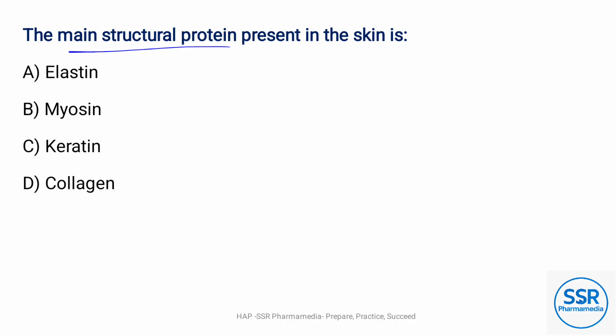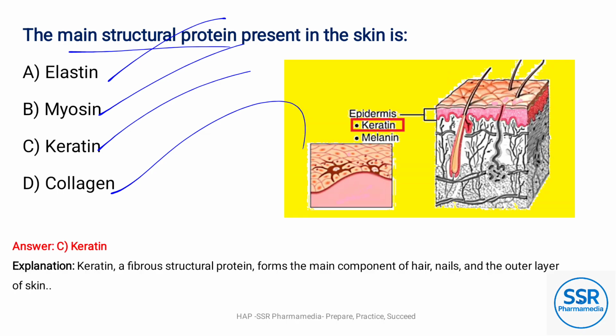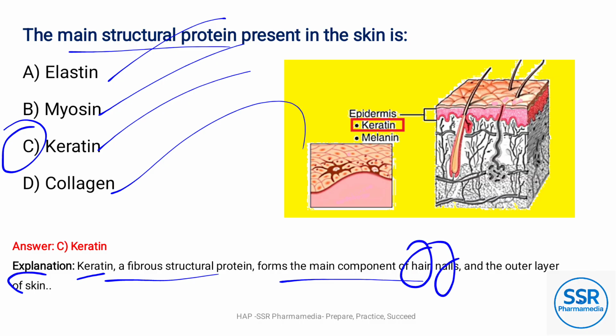The main structural protein present in the skin is option A, elastin, option B, myosin, option C, keratin, option D, collagen. The answer is option C, keratin. Keratin is a fibrous structural protein that forms the main component of hair, nails and the outer layer of the skin. So keratin is present mainly in hair, nails and the outer part of the skin.